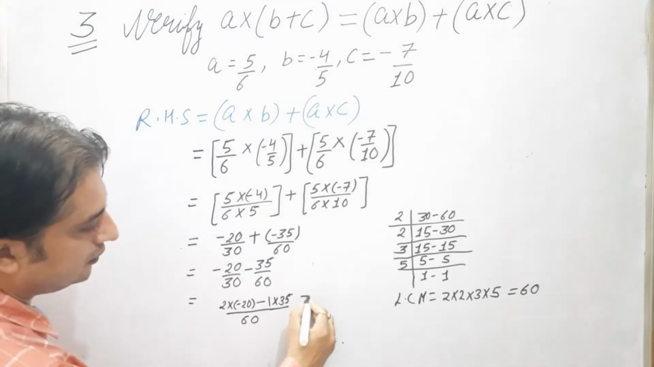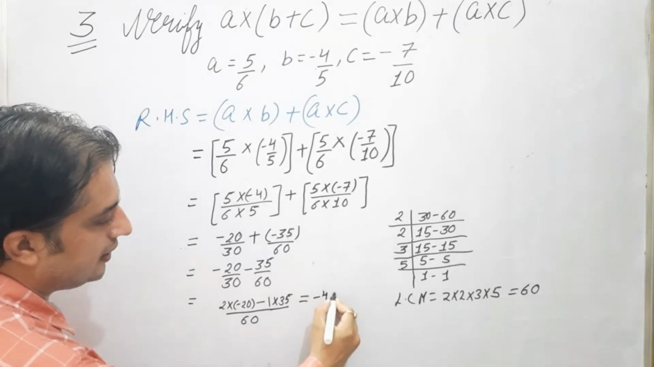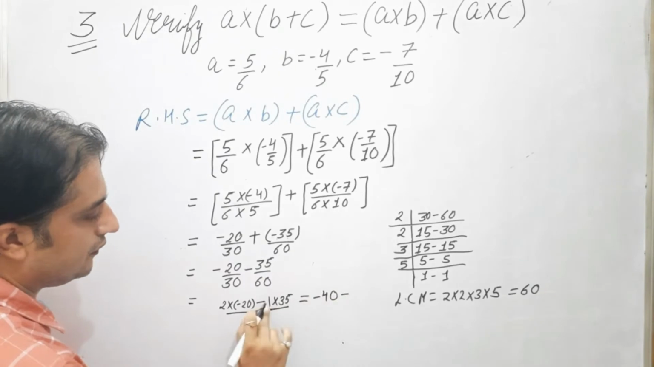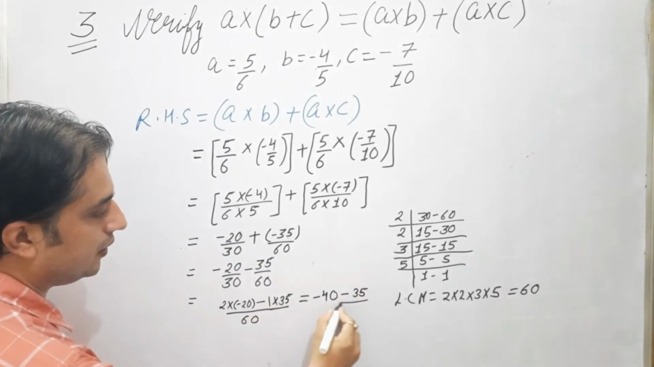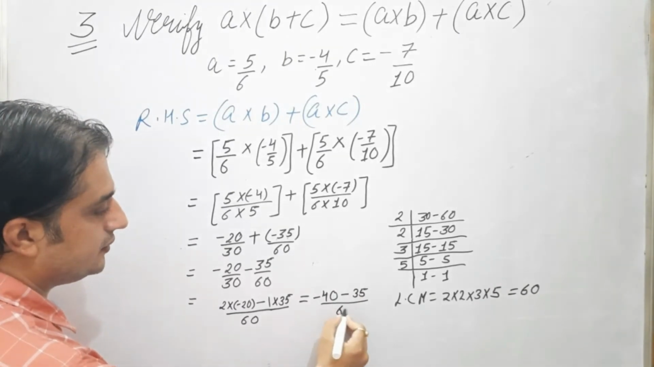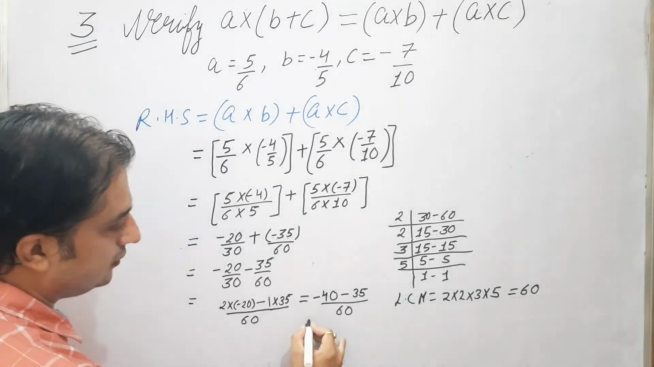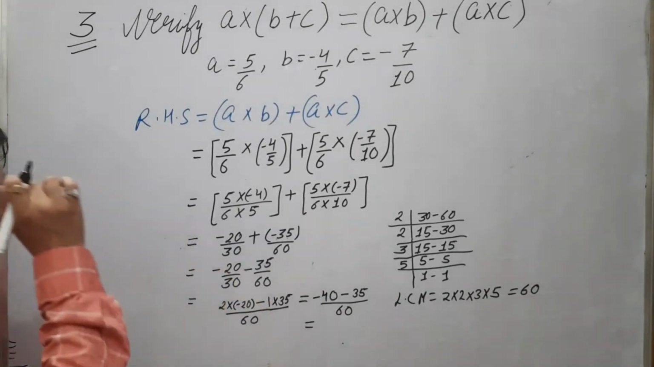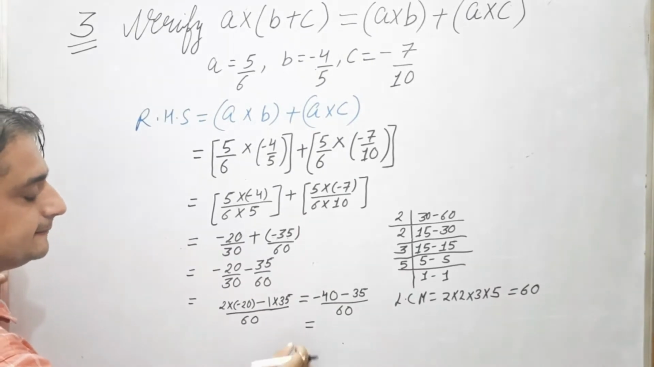Now solve it. 2 multiply 20, 40, and the sign is negative, positive and negative number. Minus 1 multiply 35, and you multiply the number with 1, you will get the number itself. Divided by 60. Right? So solve it. Again the two numbers, minus 40 and minus 35, but they are not multiplied together.